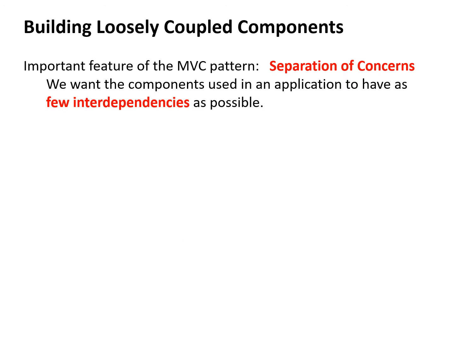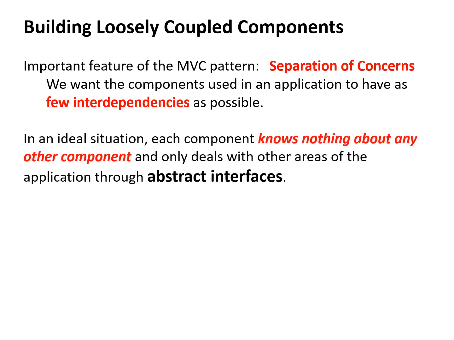Building loosely coupled components. Now, an important feature of the MVC pattern is the separation of concerns. We've already talked about that when it comes to styling, keeping our styling separate from the content of our web pages, and we're going to continue that same idea in this setting too. What we want is different components, different classes, fulfilling different roles, but we want the components within our application to have as few interdependencies as possible. What we'd like is for each component to know nothing about any other component.